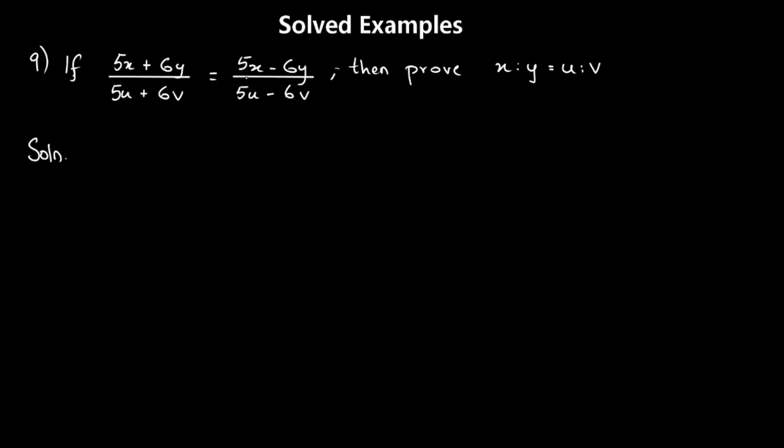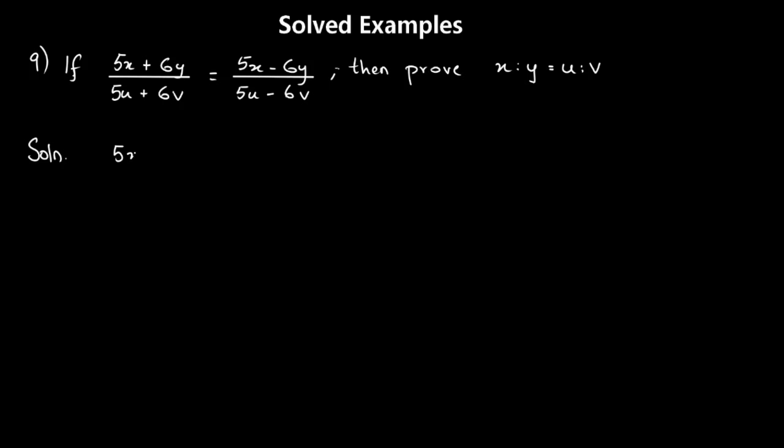Alright, so now in this question we've got: if (5x plus 6y) upon (5u plus 6v) is equal to (5x minus 6y) upon (5u minus 6v), then we need to prove that x is to y is equal to u is to v. This particular question we'll be solving by using the properties of proportion.